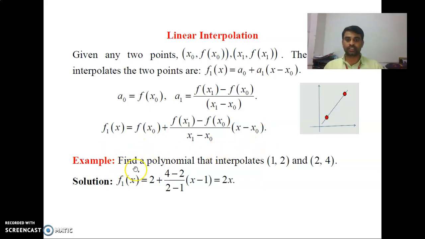And we have also considered a numerical example. Points are given 1, 2 and 2, 4. So x0 becomes 1 and f(x0) becomes 2. x1 becomes 2 and f(x1) becomes 4. And we have substituted these values in the linear interpolation, so we get this equation. Simplifying this equation, we get 2x, means f1(x) equals 2x. This is our linear interpolation.